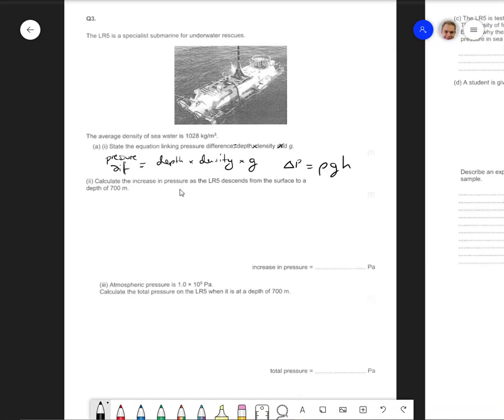Calculate the increase in pressure as the LR5 descends from the surface to a depth of 700 meters. So again, the first mark is substitution into the correct equation. So that's going to be depth 700 times density 1028 times g, which is 10. So you end up with 7,196,000, I believe, pascals or newtons per square meter. So that's what you get there.